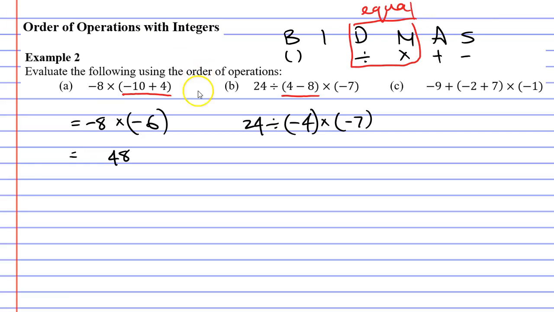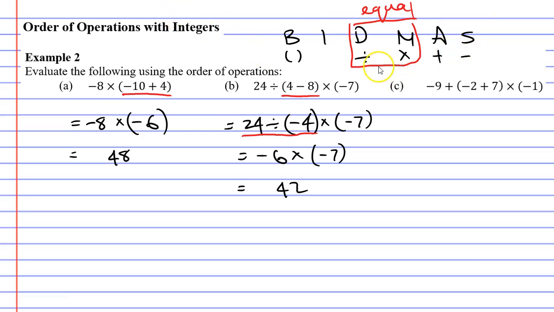So we'll start with 24 divide negative 4. 24 divide 4 is 6, and because we've got a negative, our solution will be negative. And we carry down anything that was not underlined, the multiplication symbol and the negative 7 as well. And finally, 6 times 7 is 42, and because of the double negative, we leave our solution as positive.